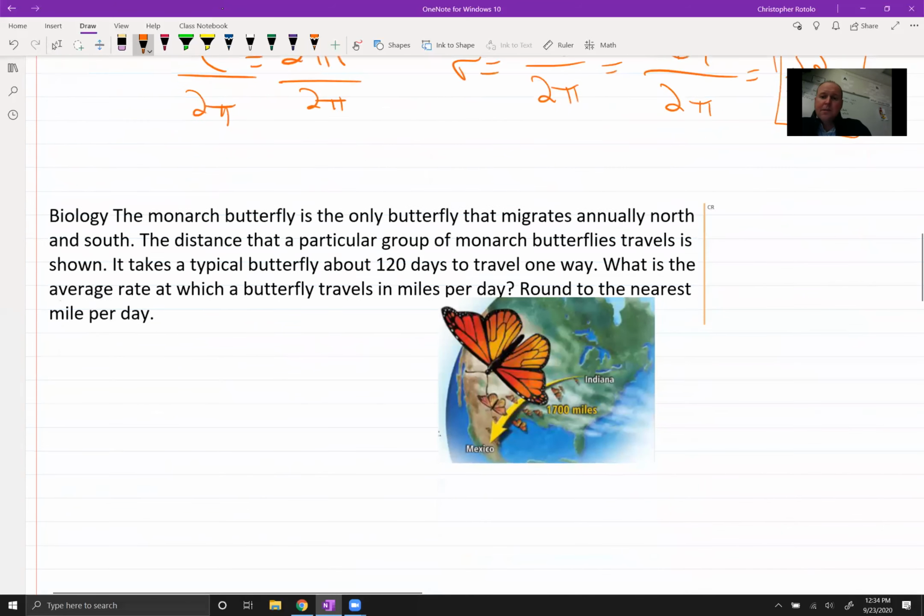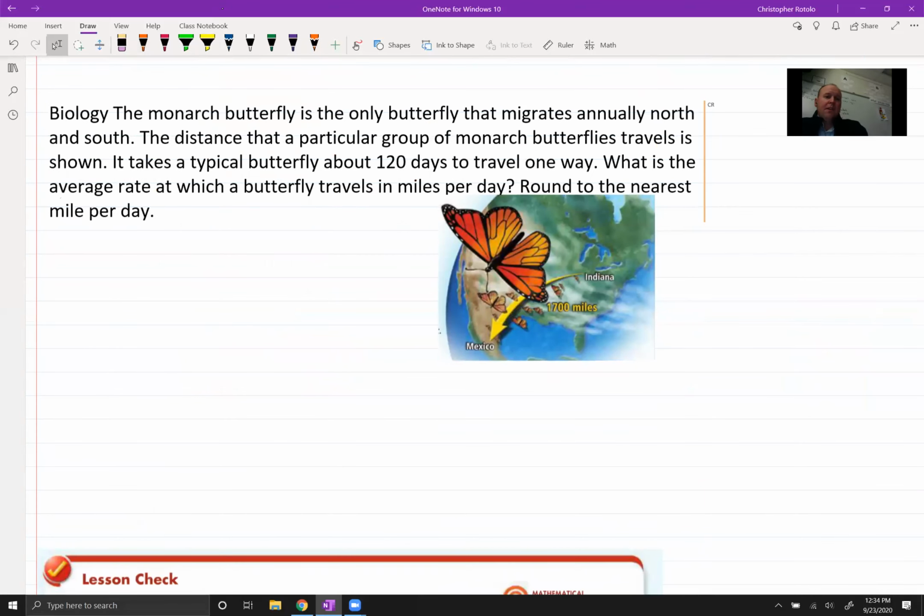We talked about using some of this in science class, and here's one for your biology study. The monarch butterfly, so that's this guy here, is the only one that migrates north annually and south. The distance that a particular group of monarch butterflies travels is shown. So what do we have here? 1,700 miles. It takes a typical butterfly about 120 days to make this trip, traveling one way. What's the average rate at which the butterfly travels in miles per day?